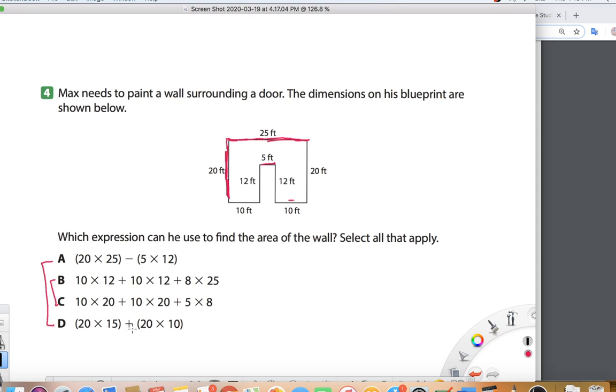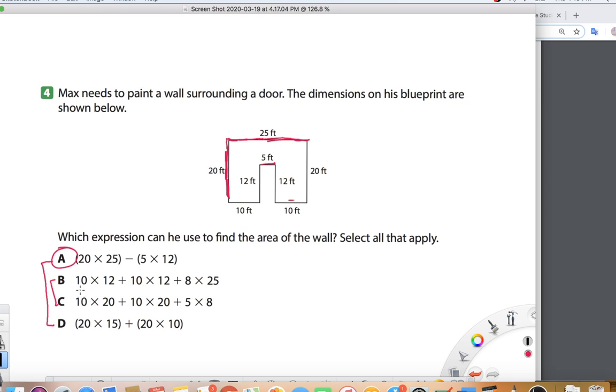If you look over here, they did 20 times 15. I'm not sure where they got the 15 from. Maybe they did 10 plus 5 equals 15. But yeah, I'm not sure where they got the 15 from. They did 20 times 10 here and then 20 times 15. So D would be incorrect. So A would be one of the correct answers.